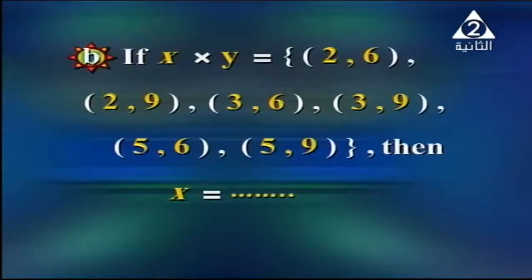2, 3 and 5. The first projection belongs to x. The second projection belongs to y. When it asks me for x, we say x is the first projection in each ordered pair, meaning 2, 3 and 5. If it asks for y, then y is the second projection in these ordered pairs. Okay? The answer: x equals, as Yusuf said, the set {2, 3, 5}.